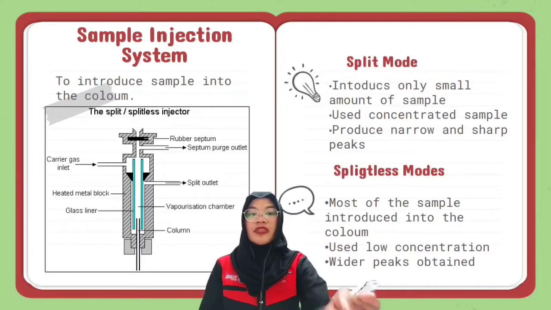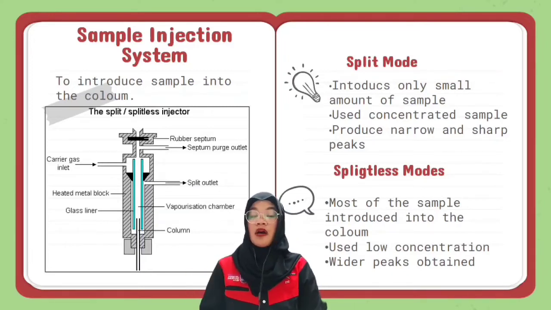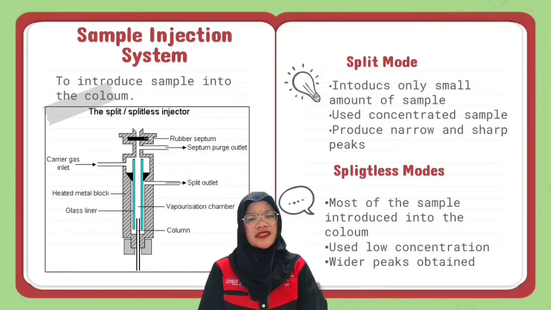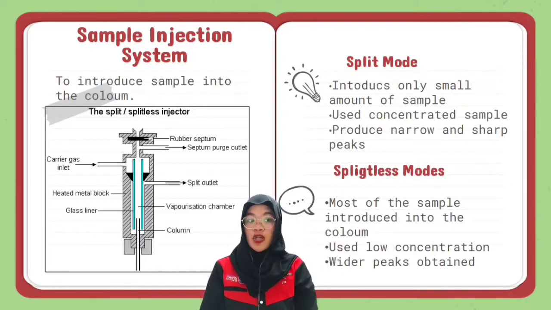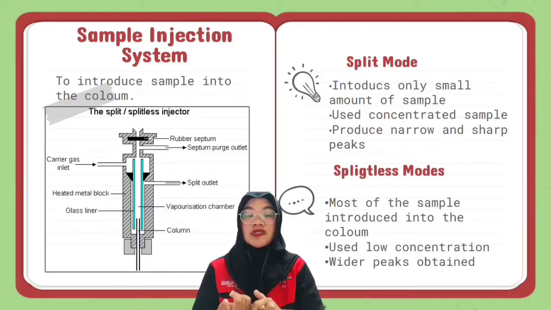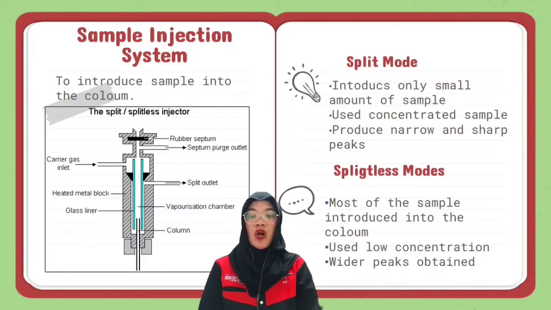For the split mode, it introduces only a small amount of the sample. It uses a concentrated sample and produces a narrow and sharp peak. For the splitless mode, most of the sample is introduced into the column. It uses only a low concentration and wide peaks are obtained.